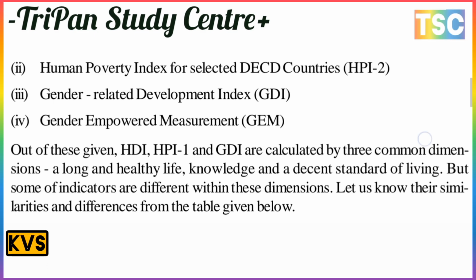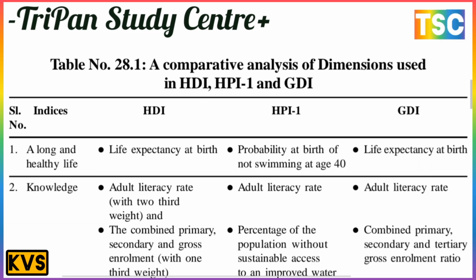Let's come to the table. The table shows a comparative analysis of the dimensions used for HDI, HPI-1 and GDI. The first point is a long and healthy life. For HDI it is life expectancy at birth. For HPI-1 it is the probability at birth of not surviving to age 40. And for GDI it is life expectancy at birth.